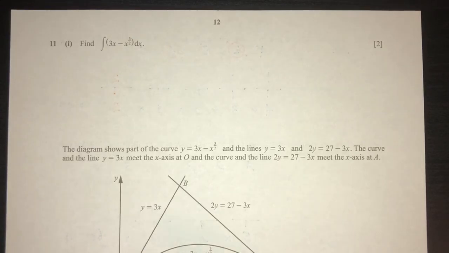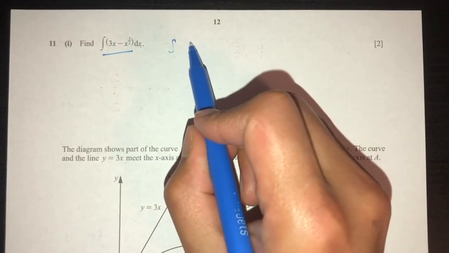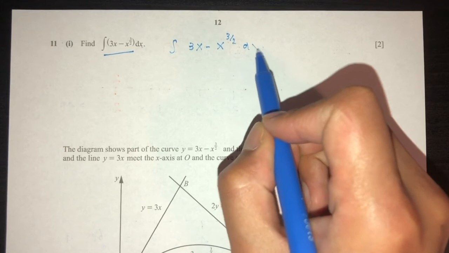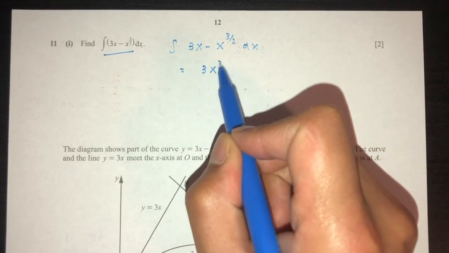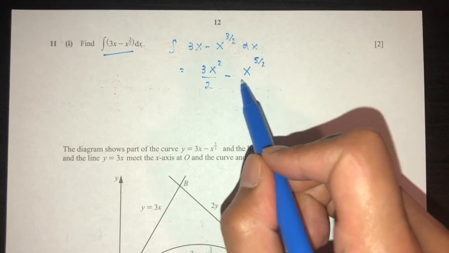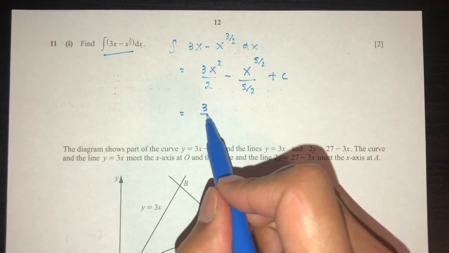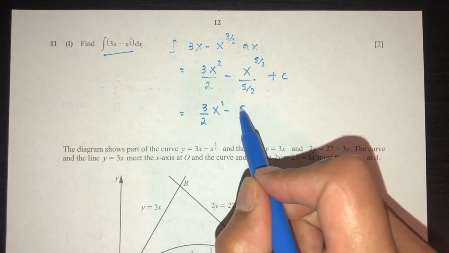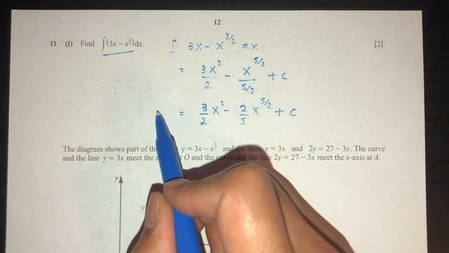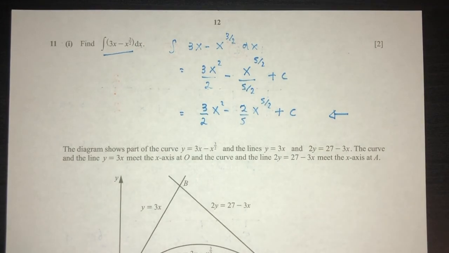So find the integration of this expression. One by one, we can first write it down like this, and then dx. That will give you 3x squared over 2, minus x to the power of 5 over 2, divided by the power, plus c. That can be simplified to 3 over 2 x squared minus 2 over 5 x to the power of 5 over 2, plus c. That is your integration. Now that is part 1.